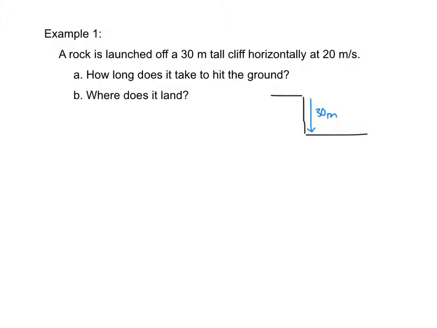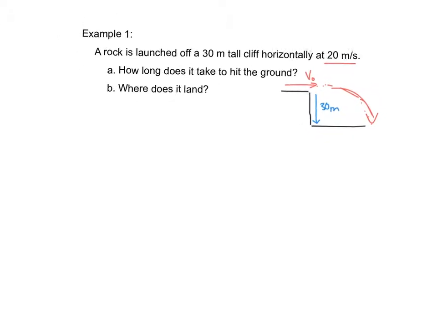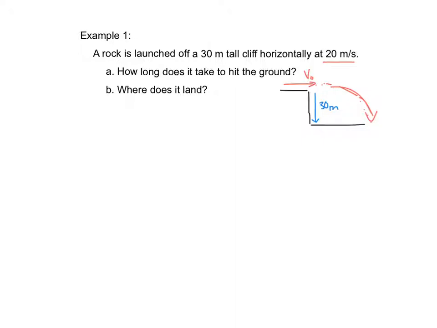And then the second thing we need to note is that it's launched horizontally at 20 meters per second, which means it's going to be shot off horizontally, something like that, and it's going to sort of arc downward like that. Okay, nice and easy. So my approach to doing this is going to be pretty simple. I'm going to start, as always, by breaking this page in half, maybe a little less dramatically. There we go.